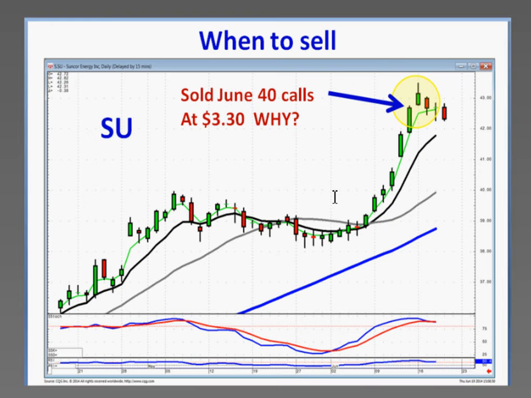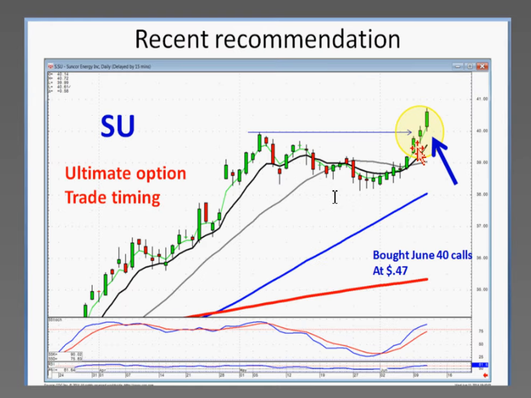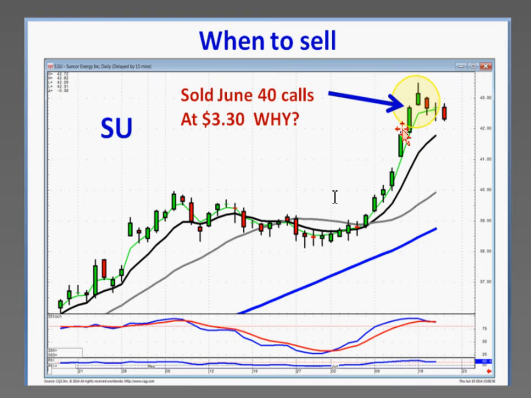Let's see what else. So this was kind of showing the timing: we had a fry pan bottom right at the breakout level, and at the breakout we had a doji sandwich. And what do we know about a doji sandwich? There's going to be more upside. What do we know about a fry pan bottom breakout? That there's going to be more upside. So in this case, we bought the calls for 47 cents.